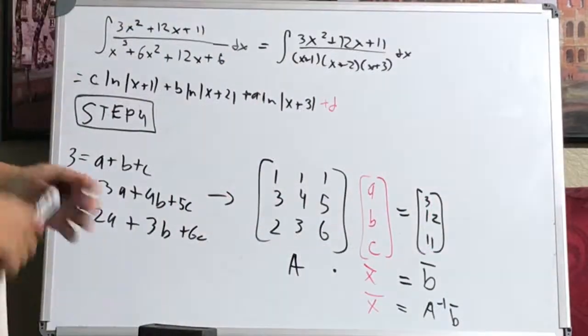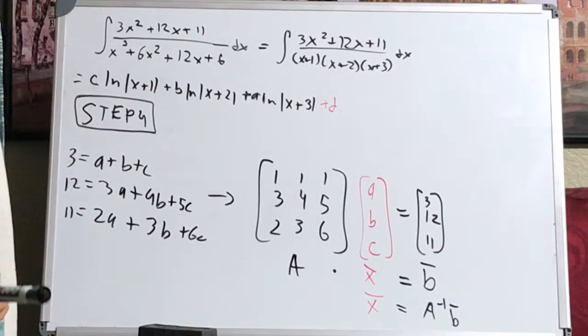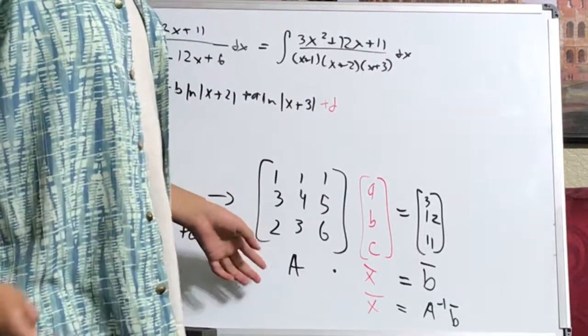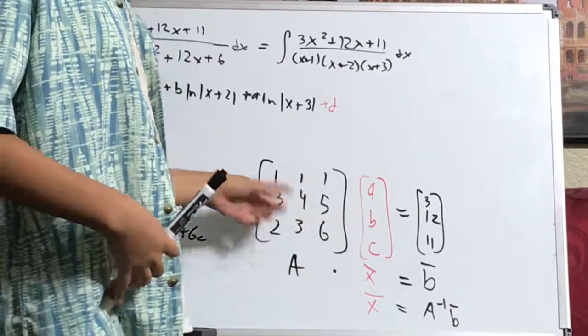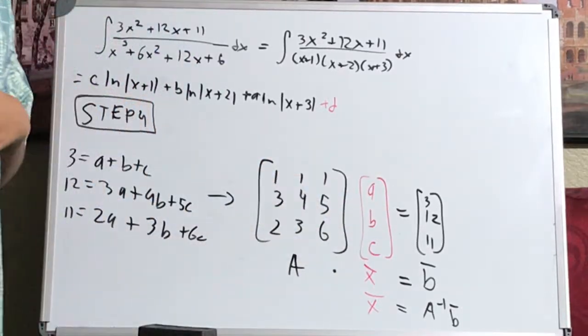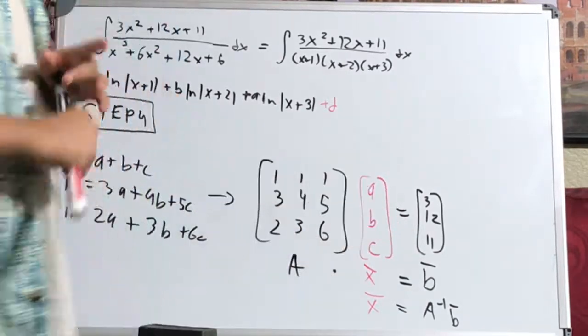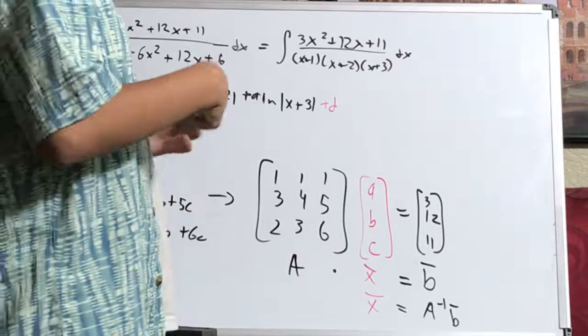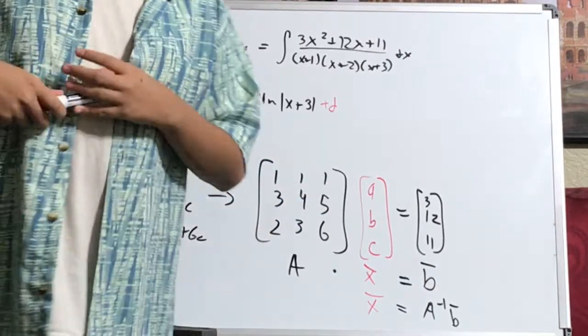We left off with this. Okay, so you can rewrite this in the form like this, okay? So you have your 3, 12, 11 is equal to a, b, c times this matrix. You can rewrite it in the form Ax equals b, okay? And we could just solve it using x equal to A inverse times b.